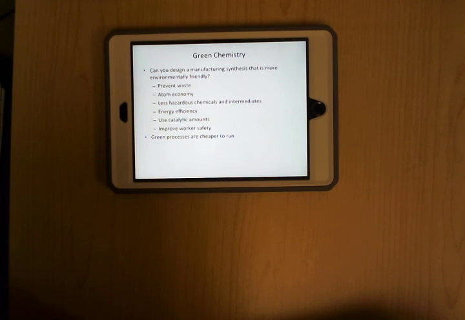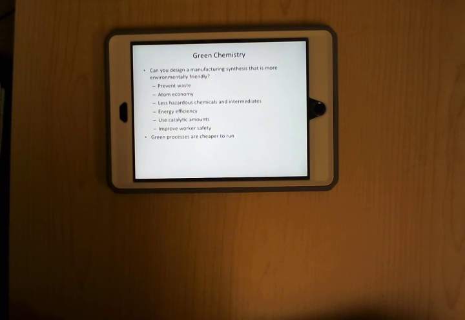Energy efficiency. These plants are expensive to run, right? So any little savings we can get on the plant side is good. Catalytic amounts, right? There's a lot less stuff you have to throw in that you have to get away from or buy. And then, most importantly, worker safety. You want to make sure that your workers are safe, and you don't have issues with somebody getting hurt or sick.